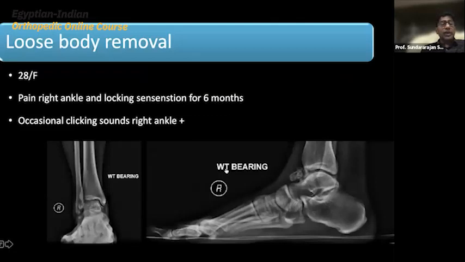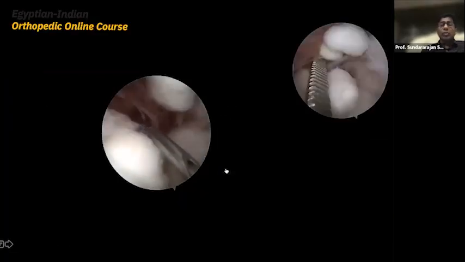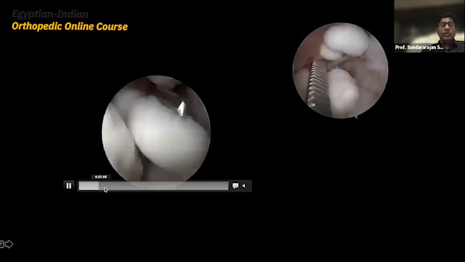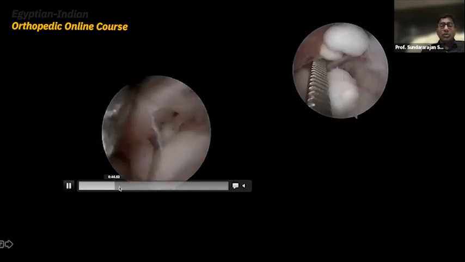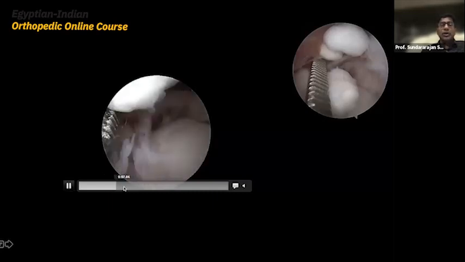In some cases, you can do a loose body removal. It's the case of a 28-year-old female who presented with pain and a locking sensation for 6 months. The X-ray itself shows the diagnosis here. And this is an arthroscopic view of that particular patient. We can see there are multiple loose bodies due to synovial chondromatosis, and here the joint is still preserved.